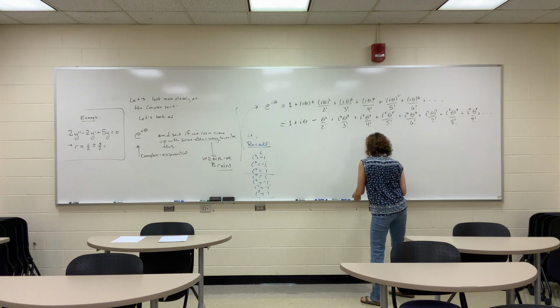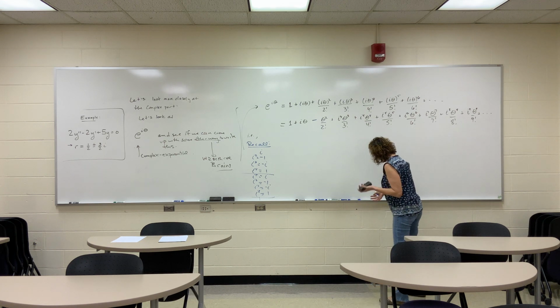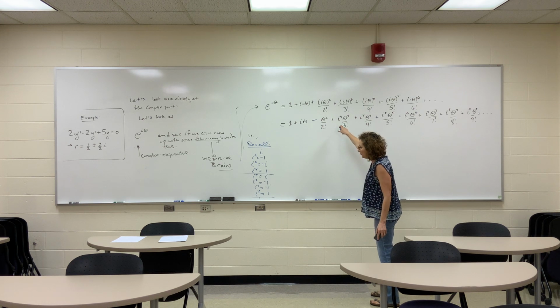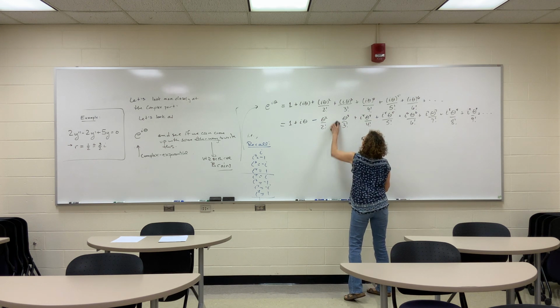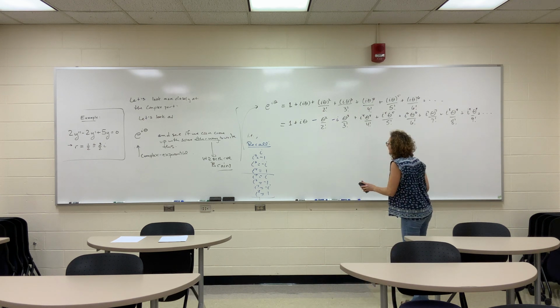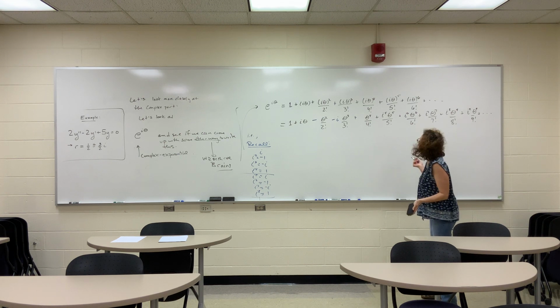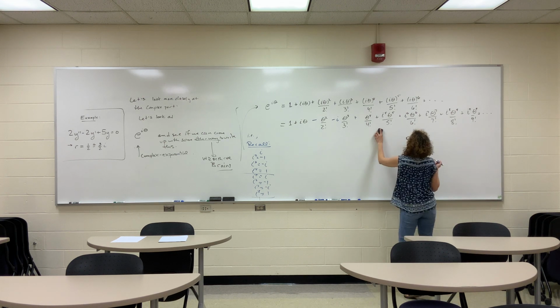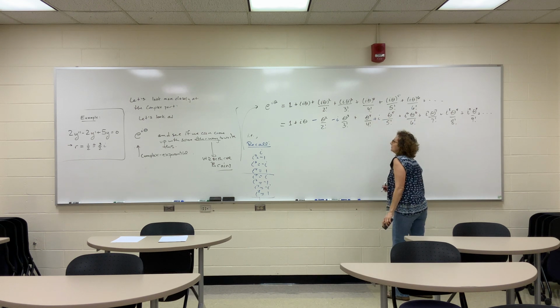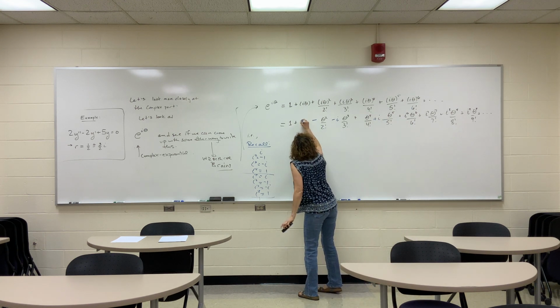Okay, too many things in my hand. Can't hold caps, markers, and erasers. All right, so then plus i cubed is minus i, right? Plus i to the 4th is 1, times theta to the 4th, yeah? Plus i to the 5th is i. I'll just put it there so that we can see it. I'll make this i blue too, just so you see it.